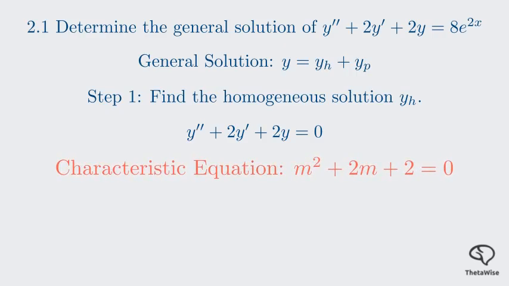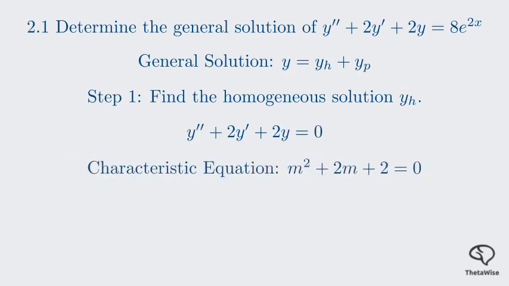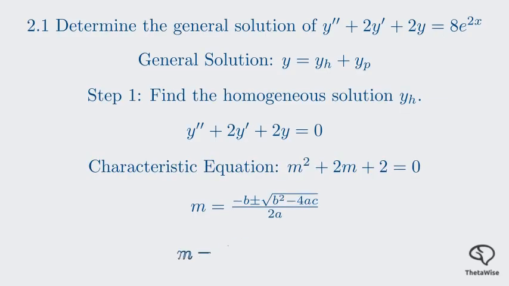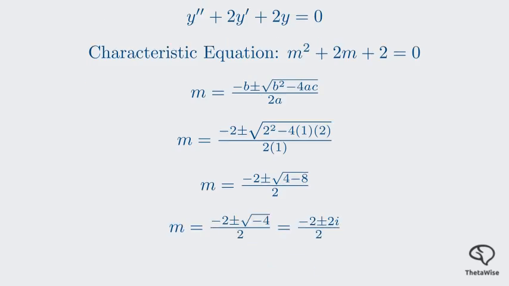We can try to factor this, but it doesn't appear to work. So we'll use the quadratic formula. The quadratic formula gives us m equals negative 2, plus or minus the square root of 4 minus 8, all over 2. This simplifies to negative 2 plus or minus the square root of negative 4, over 2. The square root of negative 4 is 2i, so our roots are negative 1 plus or minus i. These are complex conjugate roots.